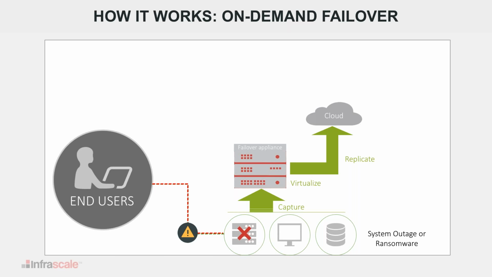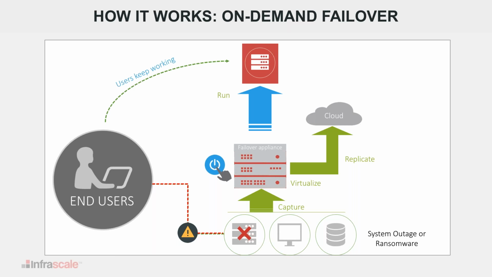So if one system were to go down, any admin could fail over to the local appliance and bring back the most recent point or replica of that individual system. That way, the users can continue working with that application or that server. So that's one scenario, but let's assume that there is a site-wide disaster.